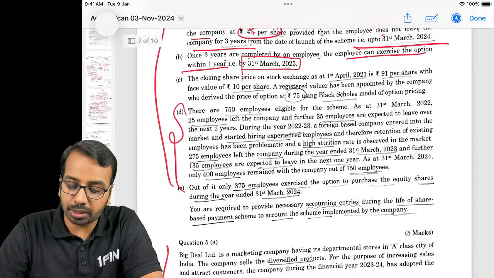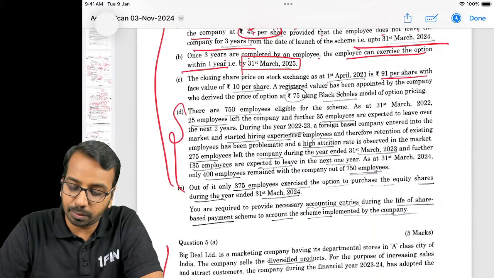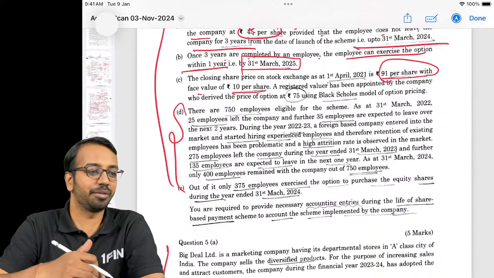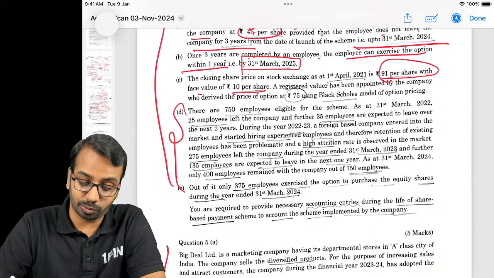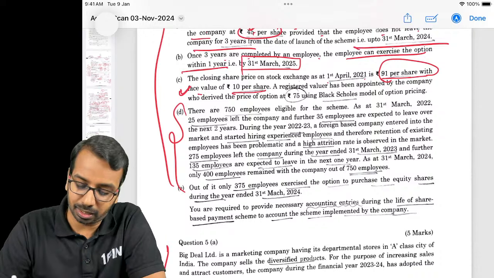Closing share price on stock exchange as at 1st of April 21 is 91 per share. Face value is 10. Oh, face value is given in the question. In the solution, I have written that face value is not given. Okay, so I missed this point. I'll redo the solution there.